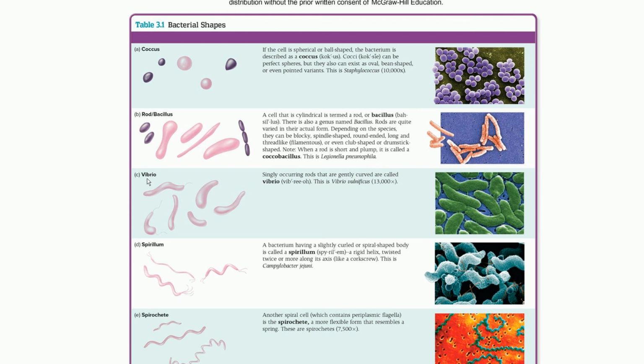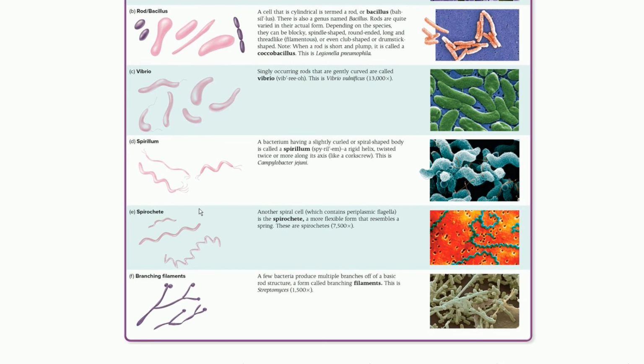Now what are vibrio? They are usually singly occurring rods that are generally curved. So if you see these structures like that, they are like a rod, single rods, and if they're a little curved, we call them, the shape is called vibrio. Then spirillum. Spirillum is slightly curled, or they have a spiral shaped body. This shape is called spirillum.